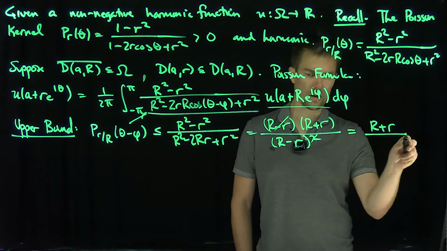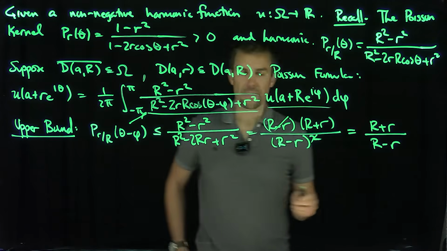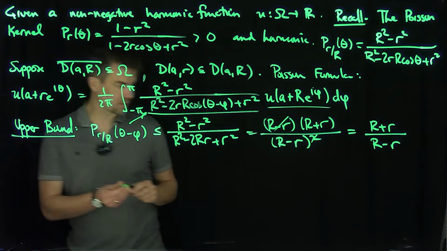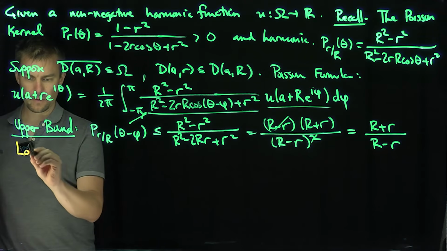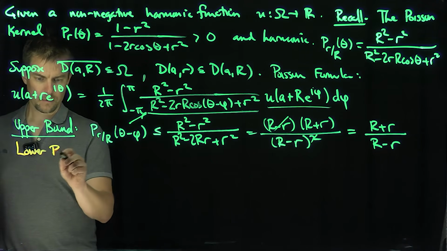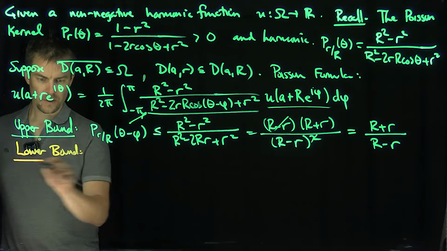R plus little r over capital R minus little r. That's the upper bound. Let's do the lower bound. What's the lower bound going to give us? The lower bound is similar reasoning.